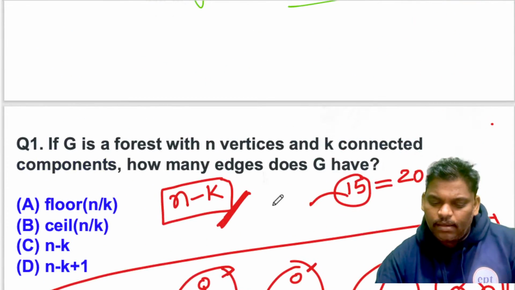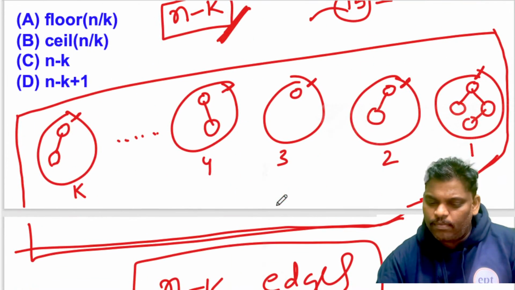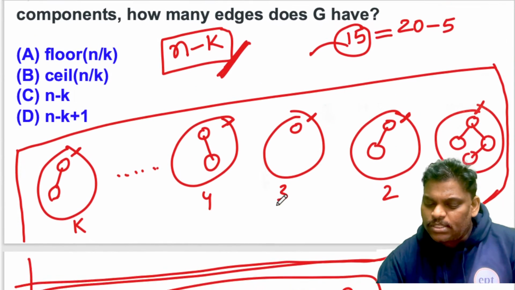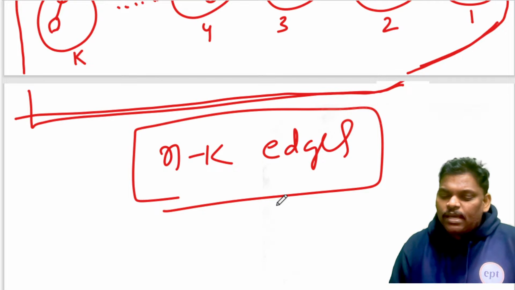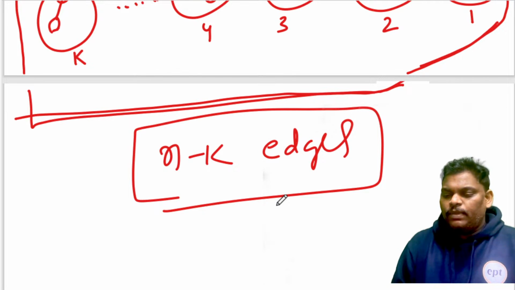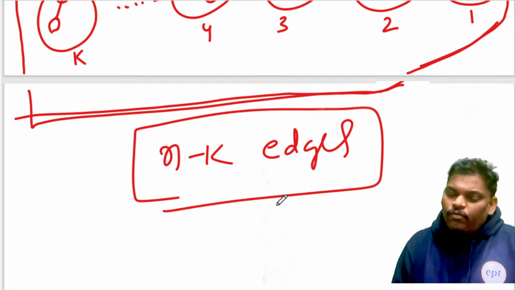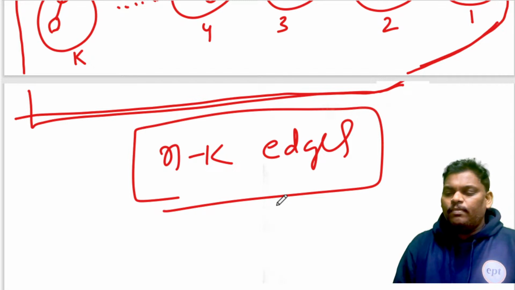He is asking, how many edges does G have? N minus k edges G has. If n minus k is 15, 15 vertices are there, and for every vertex, one edge will come.